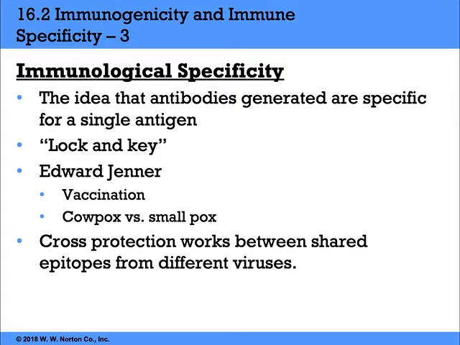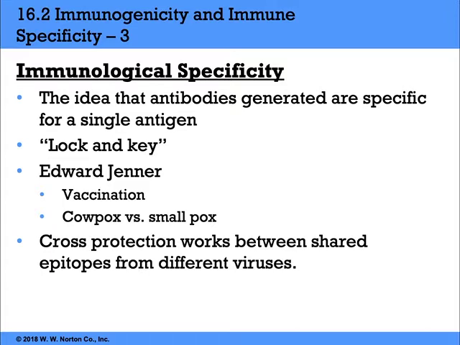exotoxins. It was Jenner that came up with this idea that we could expose the immune system to antigen in order to prepare it for an encounter with the real pathogen. What Jenner did was he took the exudate from cowpox pustules, and then he used that to inoculate people and produce cross immunity against smallpox.